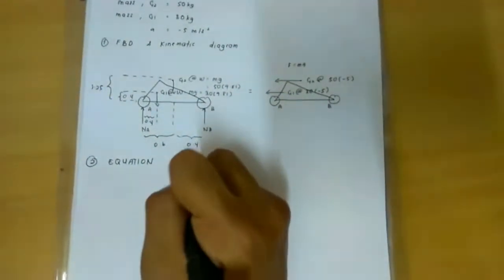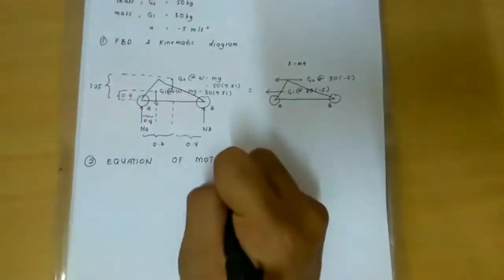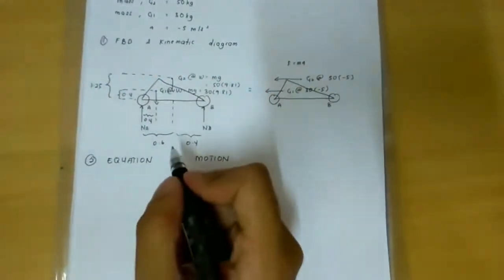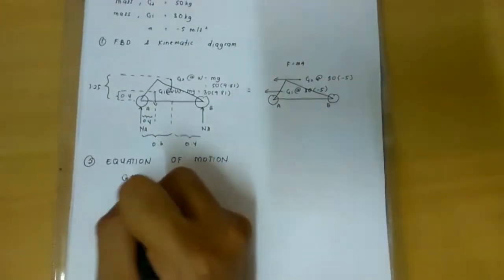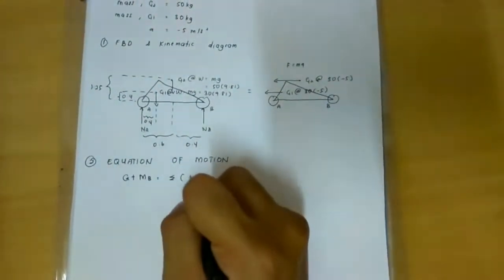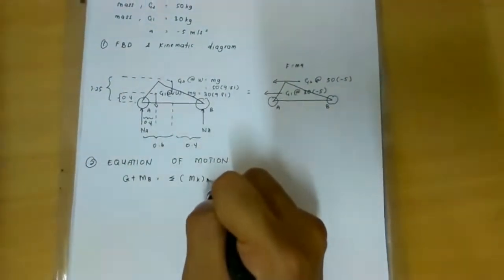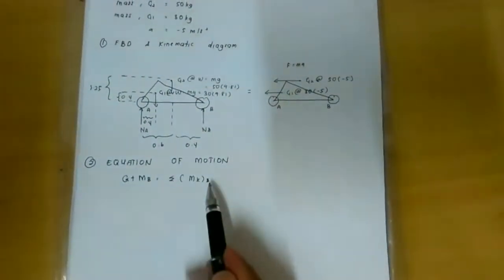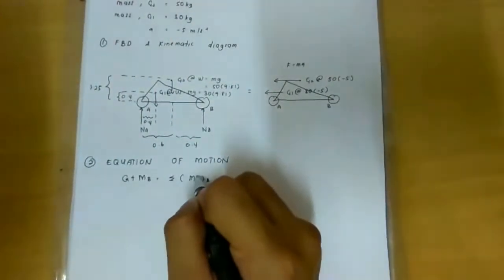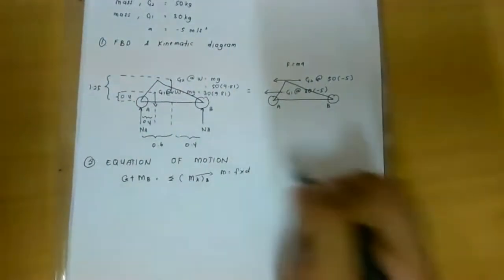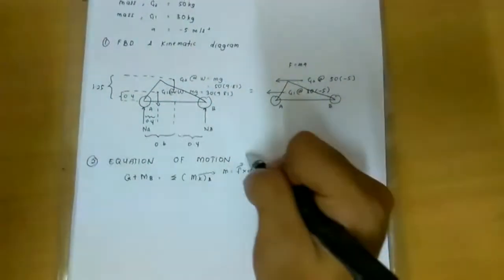Step 2, we are using the equation of motion to solve the problem. From point B, we can find the moment at point B is equal to the summation of moment k at point B. K is the Y component. From moment, we can calculate force times distance, and from force, we can calculate mass times acceleration.